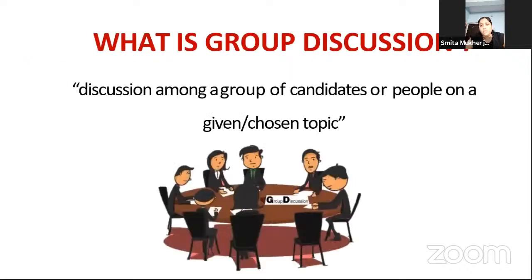So as you all must already know, what is group discussion? Group discussion is nothing but a discussion among candidates. Here you would be a job candidate, a potential employee of an organization, seeking a job somewhere. This GD is one part of the selection process of an organization.